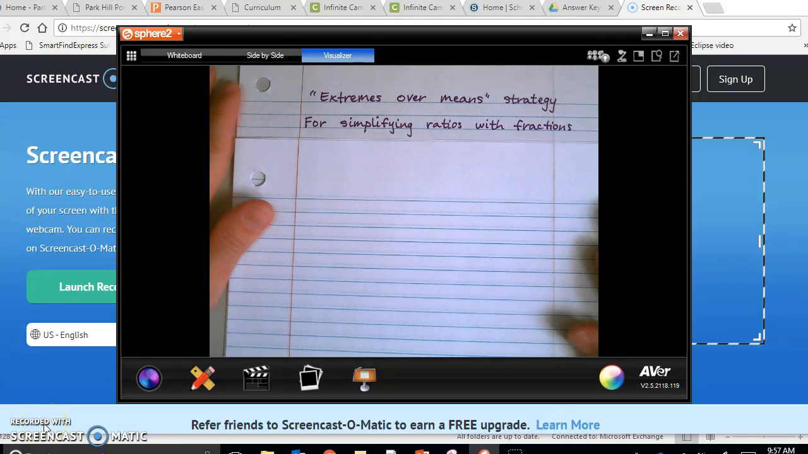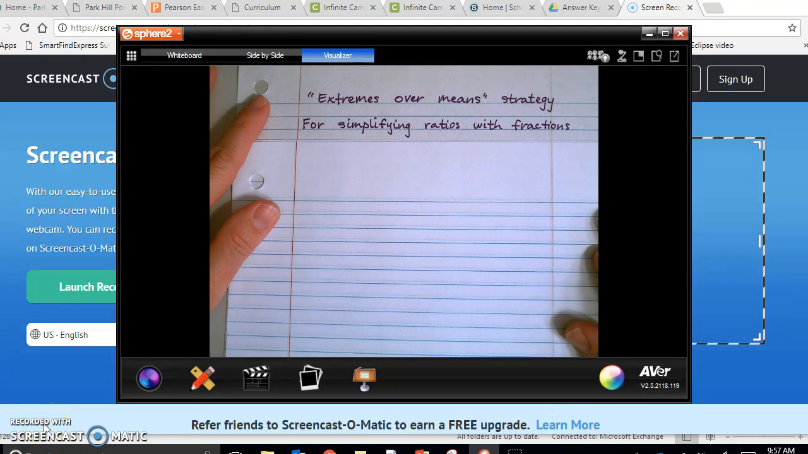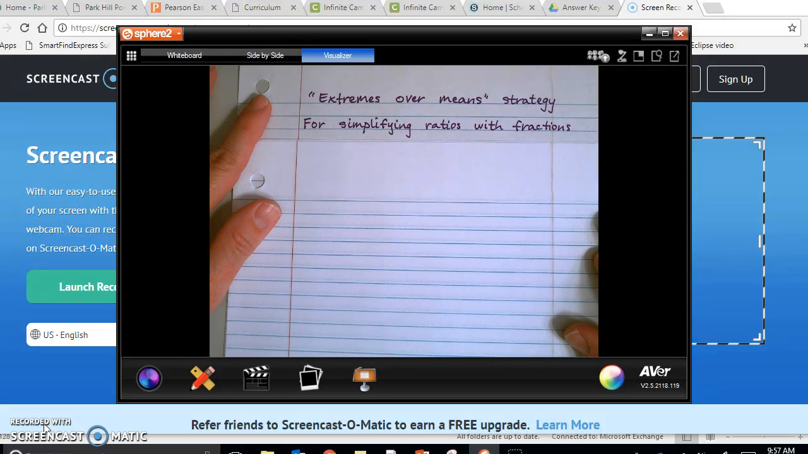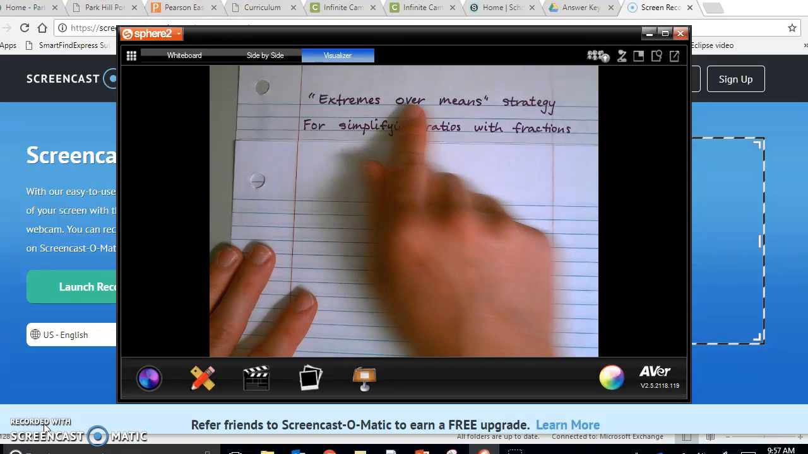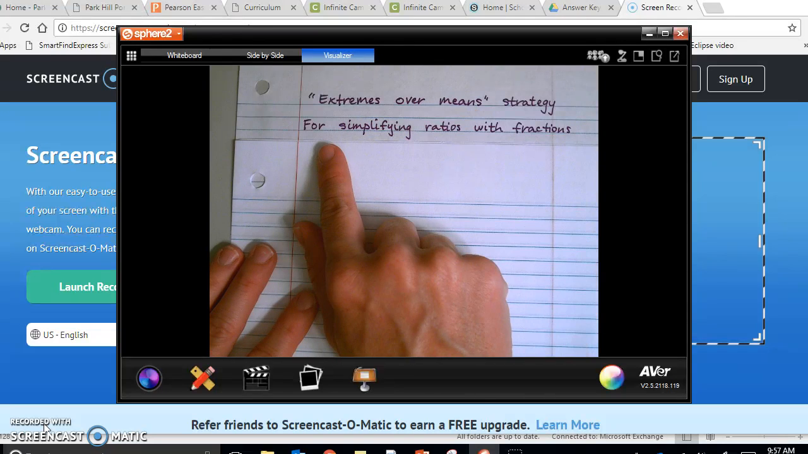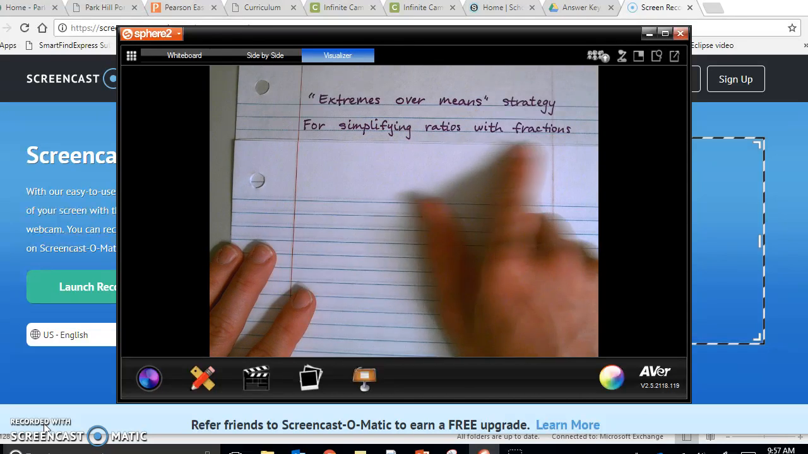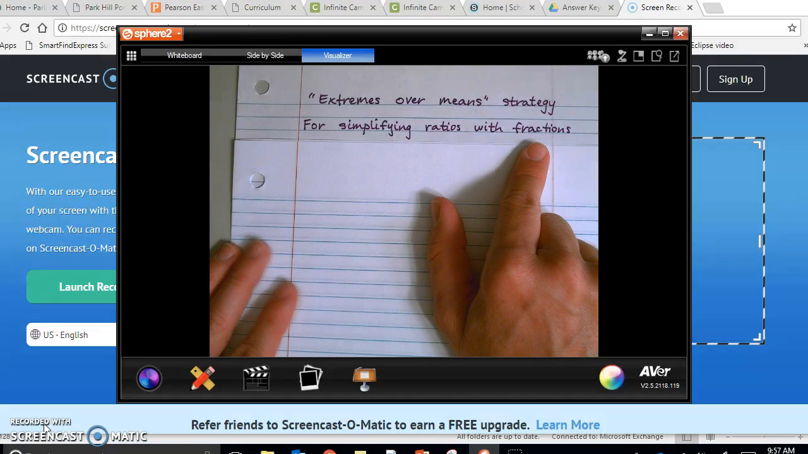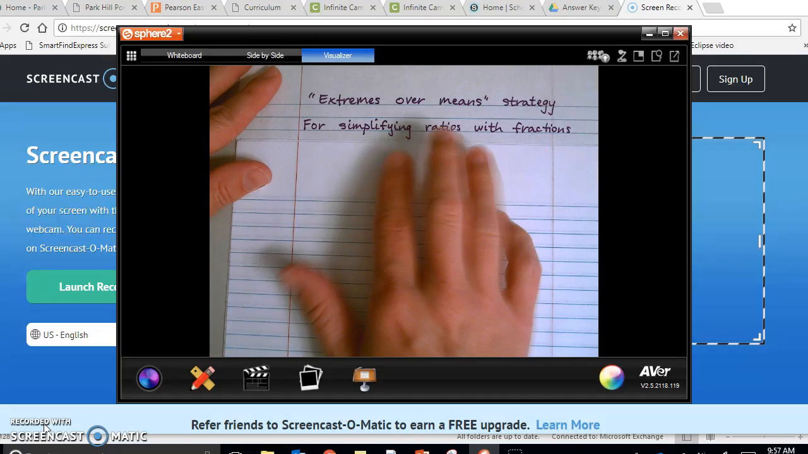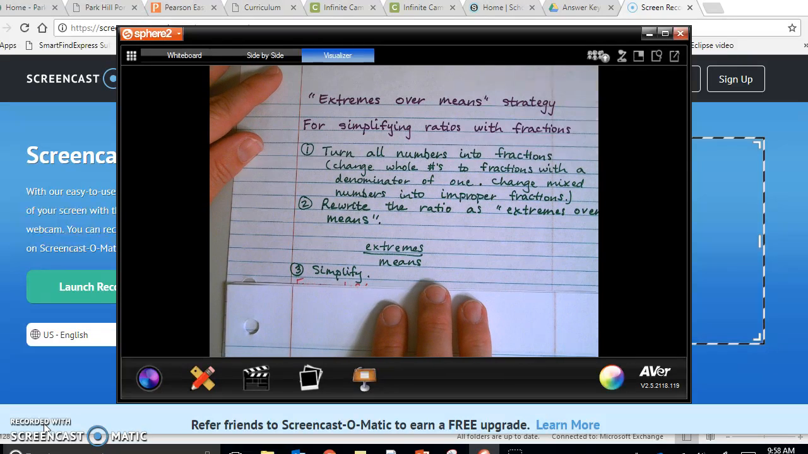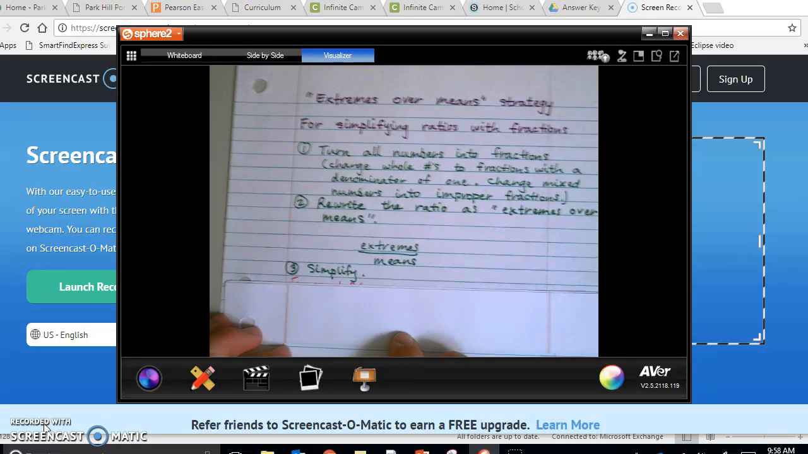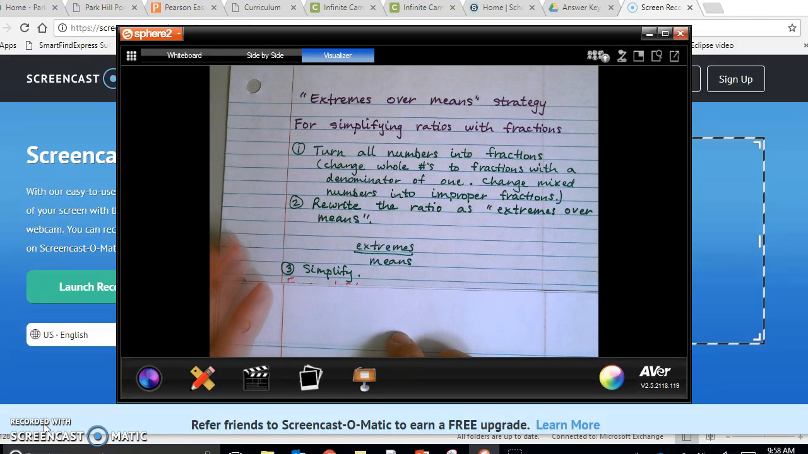All right, 7th grade, I am going to teach you an awesome, quick little trick that is going to make dealing with ratios that have fractions so easy for all of us. This strategy I'm going to show you is called extremes over means, and this is for simplifying ratios with fractions. So now we will have one strategy or one method for every ratio with fractions in it. It's 3 quick steps, and when you see the examples worked out, you'll see how easy this is.